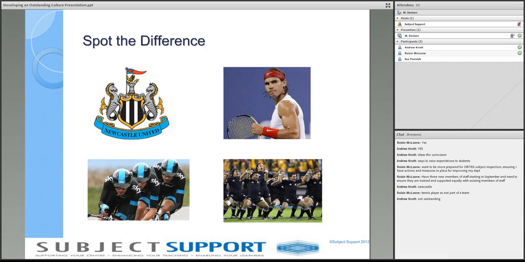Could you now think, they're the odd one out, why the odd one out? Let's go a little bit deeper. Not achieved, good. Can we think about this: Nadal is outstanding. The All Blacks would say outstanding. Team Sky, cyclists are all outstanding. Yet Newcastle, not outstanding. Can we think about why?